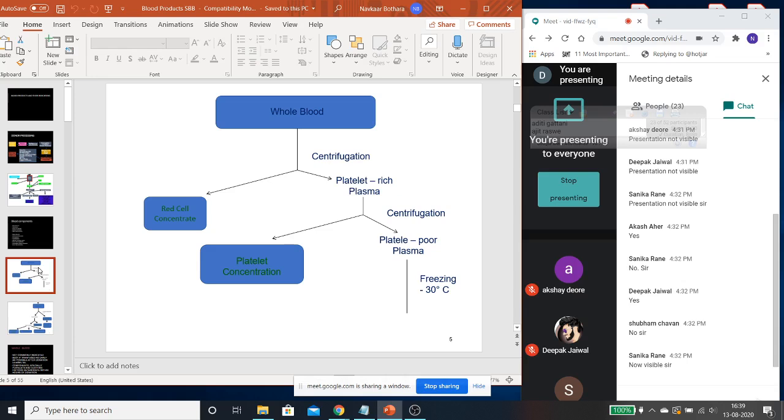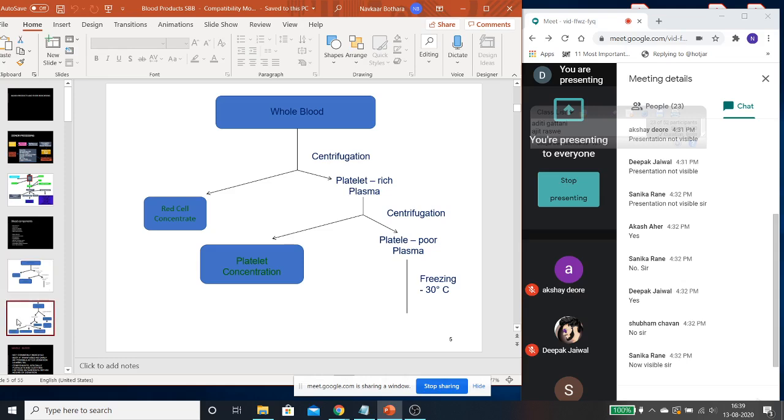So from whole blood, centrifugation is done. Platelet rich plasma is separated out. From that again centrifugation is done, so platelet is separated out. Platelet poor plasma, meaning the plasma without platelet, is frozen, and thus we get frozen plasma.